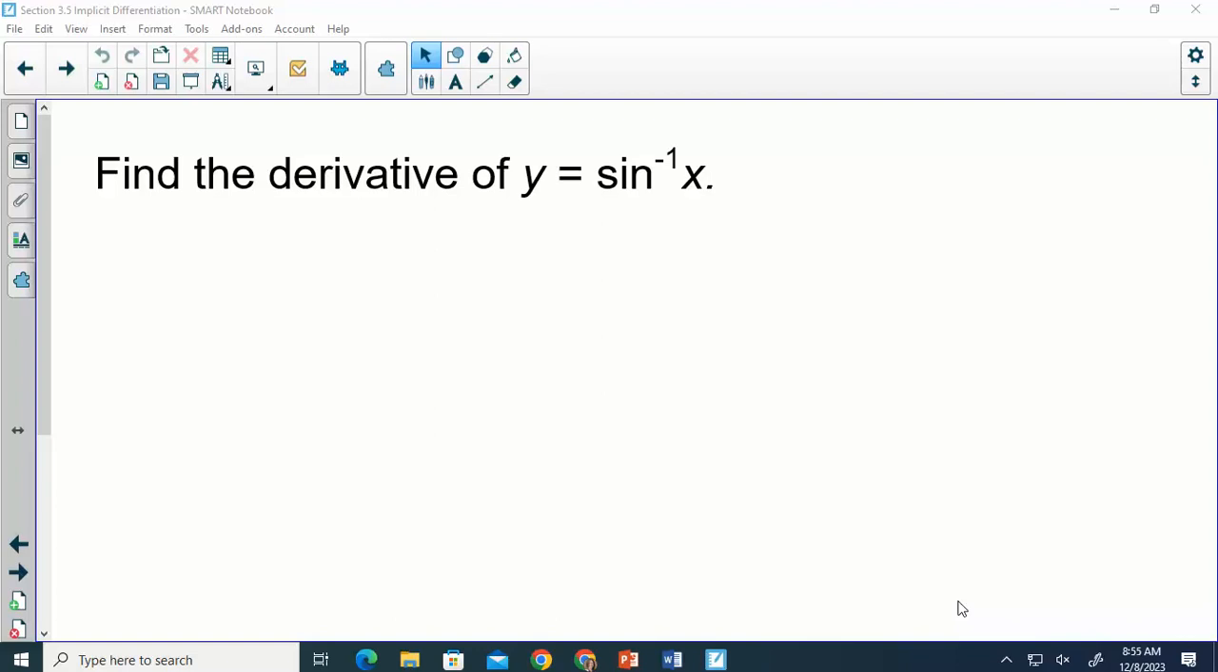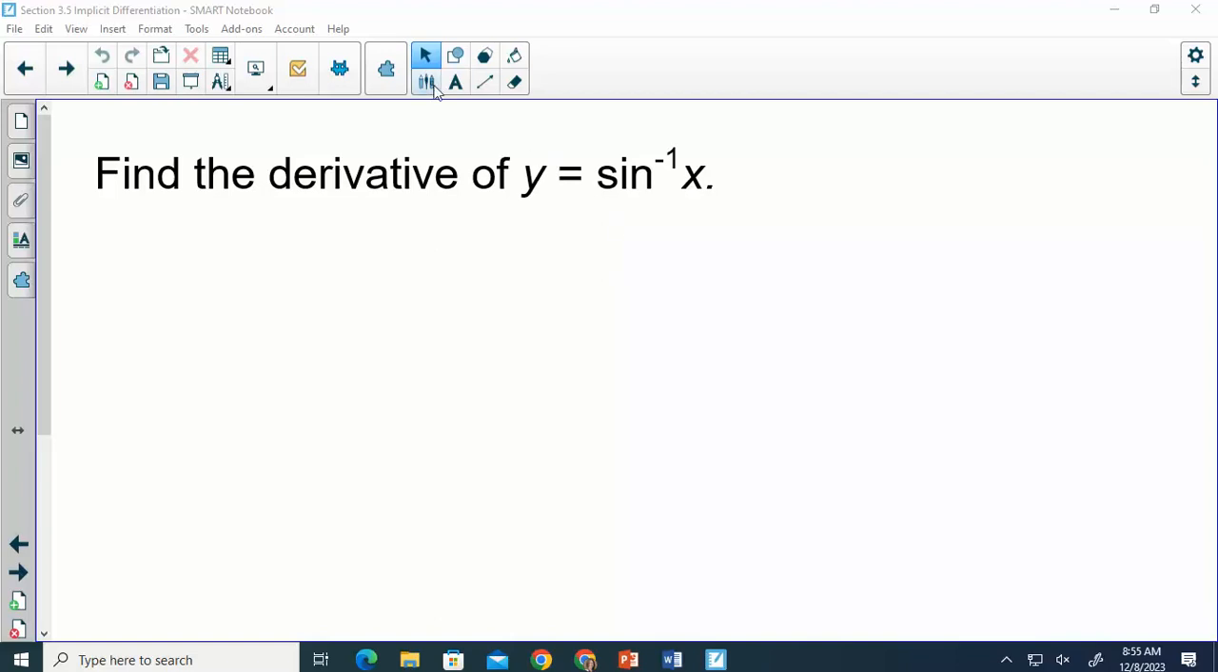The derivative of y equals sine inverse of x. Keep in mind, that -1 here does not mean to the -1 power. Remember with the trig functions, an inverse is like finding the angle to make sine equal that. So we can't just do the power rule where we bring down the -1 because that's not the meaning. So what we're going to do instead is rewrite this problem.